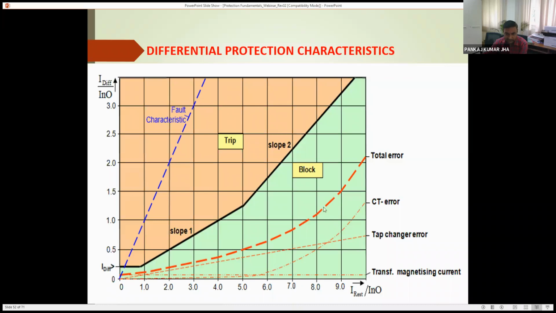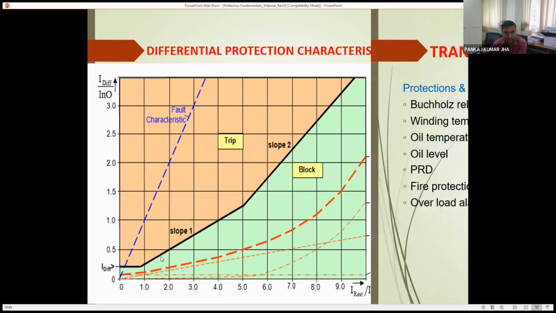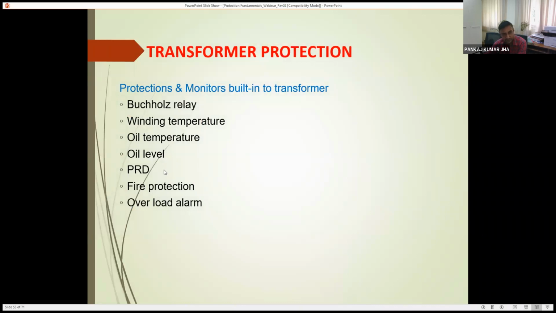Now, these are some of the factors which limit the differential protection of a transformer. You can have the transformer magnetizing current, tap changing error, and CT error, and if you combine all, we will be having this type of error continuously in the differential zone. So we have to select the differential protection in such a way that it should not operate for these. Means if there is a differential current because of CT error, tap changing error or transformer magnetizing current, it should not operate. It should operate only for an actual fault on the transformer, and that's why we are having two slopes and one initial pickup.